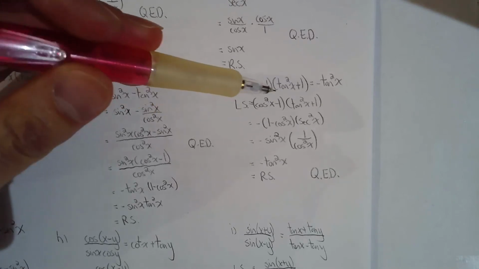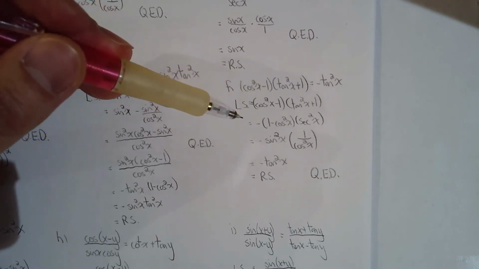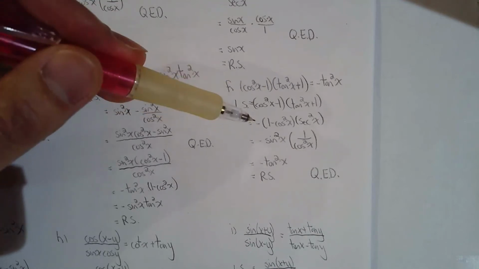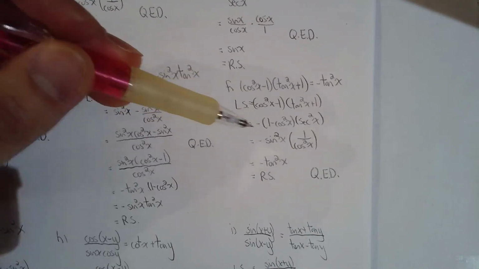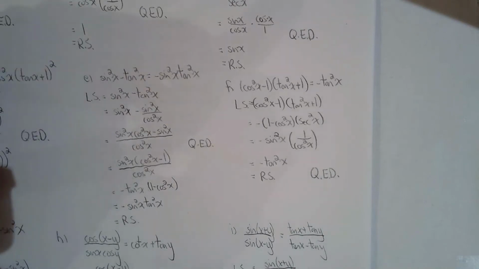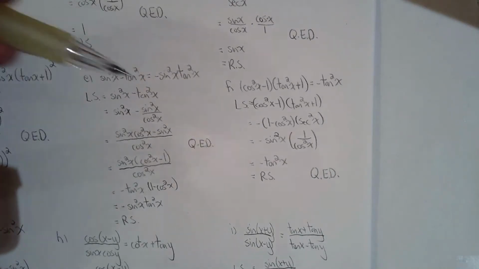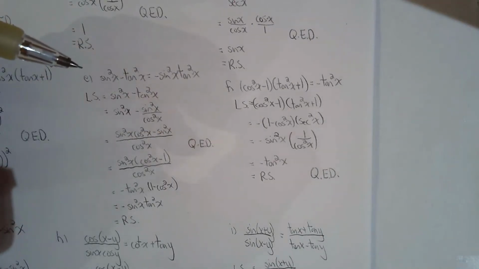I use some grade 11 Pythagorean identities. I factor out -1, and then I basically use the Pythagorean identity 2 times, and then I was able to show that the left side is negative tan squared x.